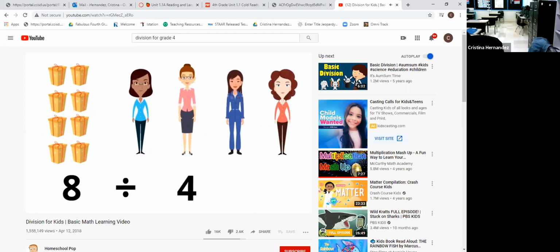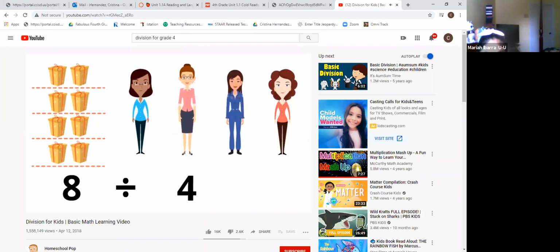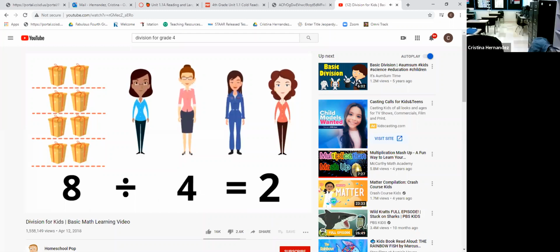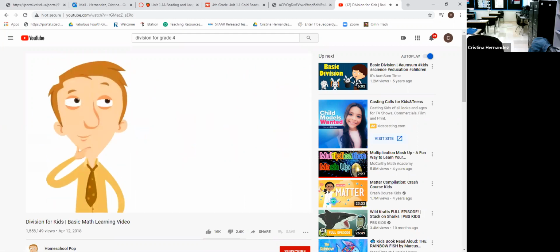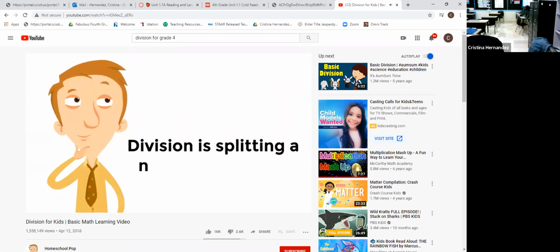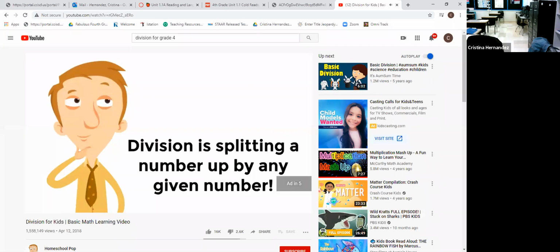Remember, to divide is to split up. Let's split these presents up into 4 equal groups. 1, 2, 3, 4. All right. How many presents does each woman get? 2. Each woman gets 2 presents. Isn't it cool? Division is so much fun, and it's so easy. Remember, division is splitting a number up by any given number. That's it.